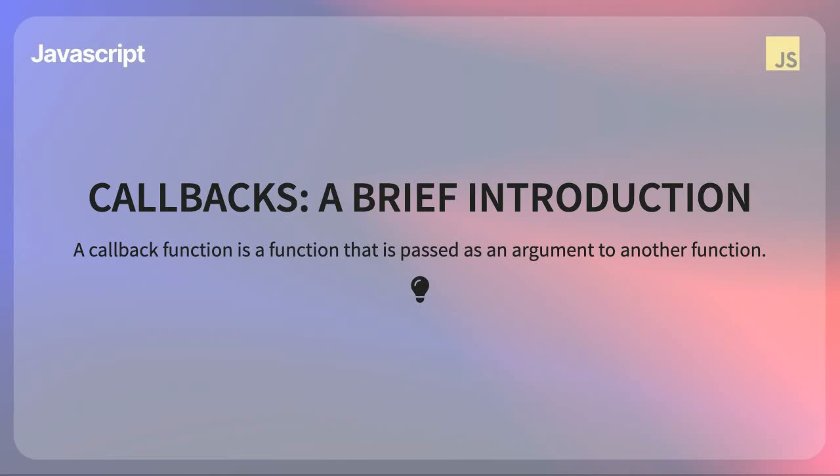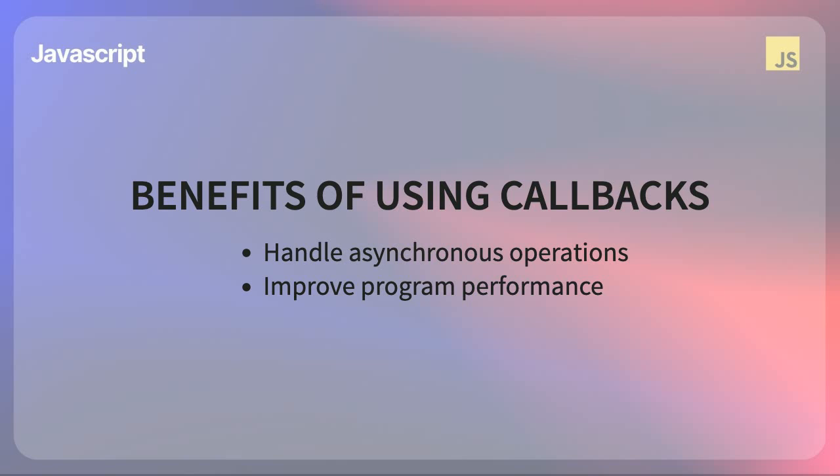Callbacks are functions that are passed as arguments to other functions. They allow us to execute code asynchronously, making our programs more efficient and scalable. Callbacks are used to handle asynchronous operations such as reading files or making API requests. They allow us to write more efficient code and improve program performance.